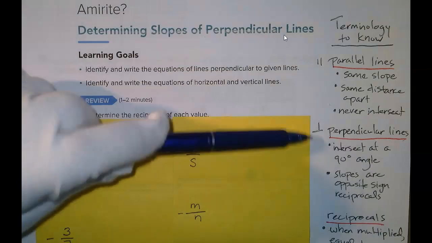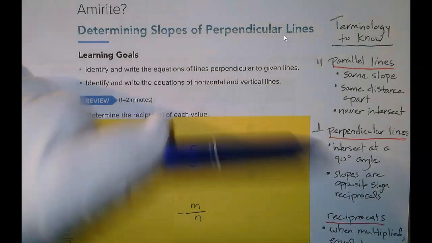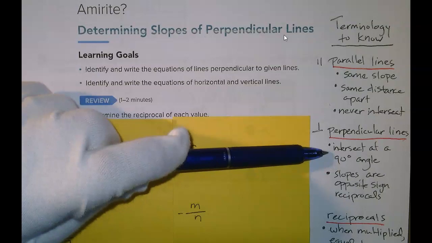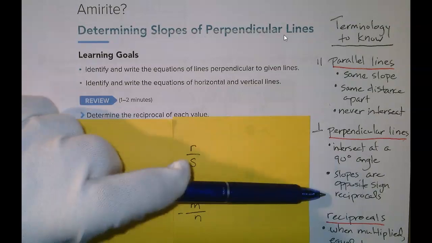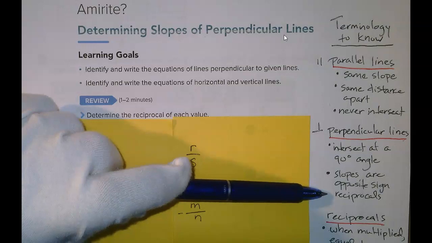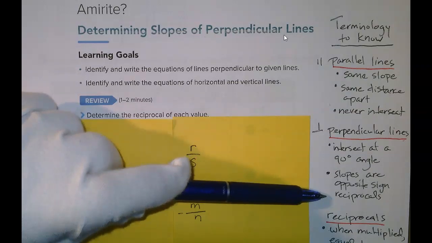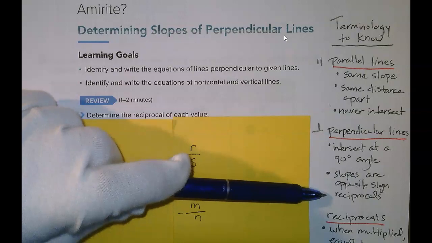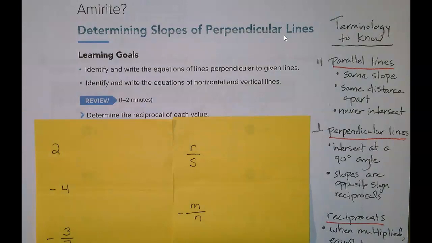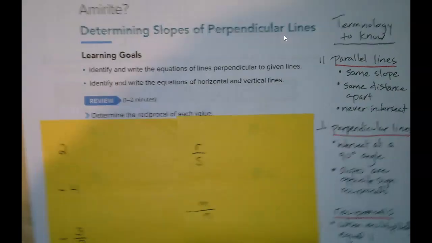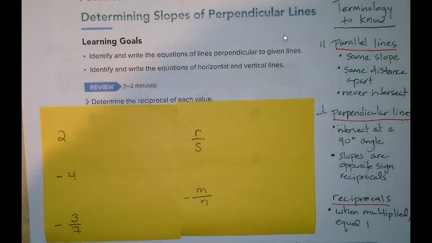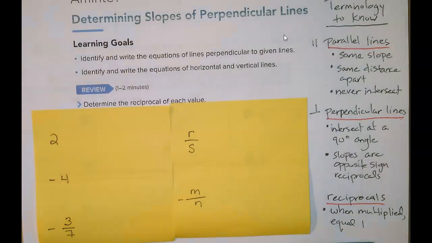Perpendicular lines, the symbol is like this, they come together at a 90-degree angle, and their slopes are not the same. In fact, they're a special kind of relationship. They have opposite signs and they're reciprocals. So two things are different about the slopes of perpendicular lines. Their slopes will have opposite signs, and there's something called reciprocals. Because we need to know about reciprocals, that's actually what we're going to work on right here briefly.